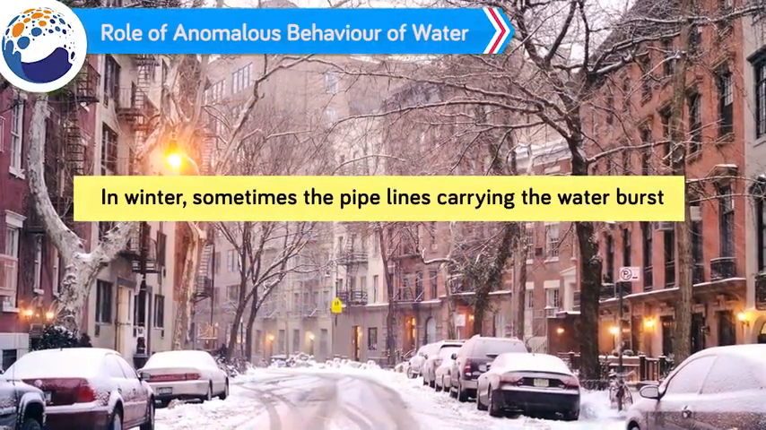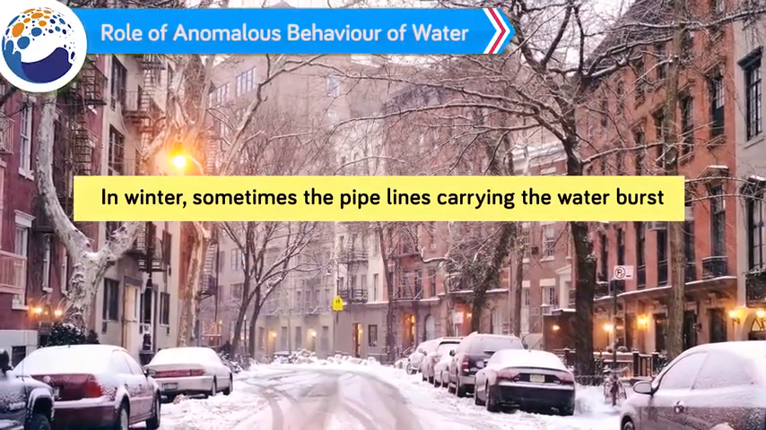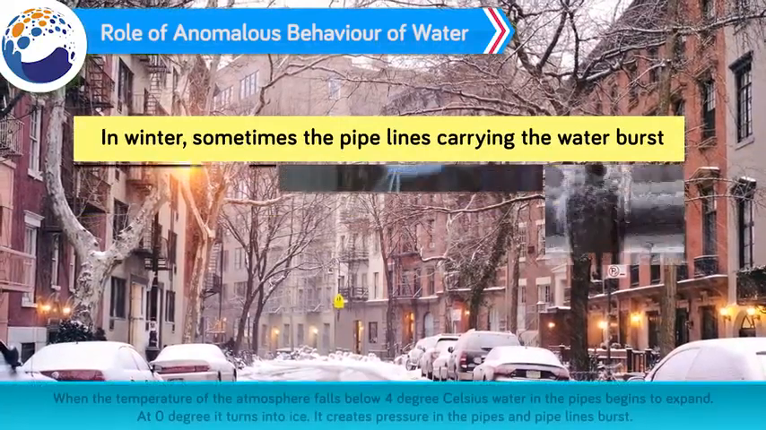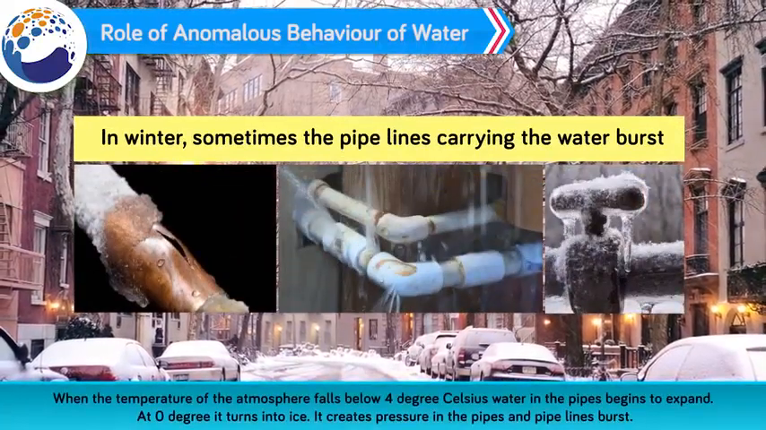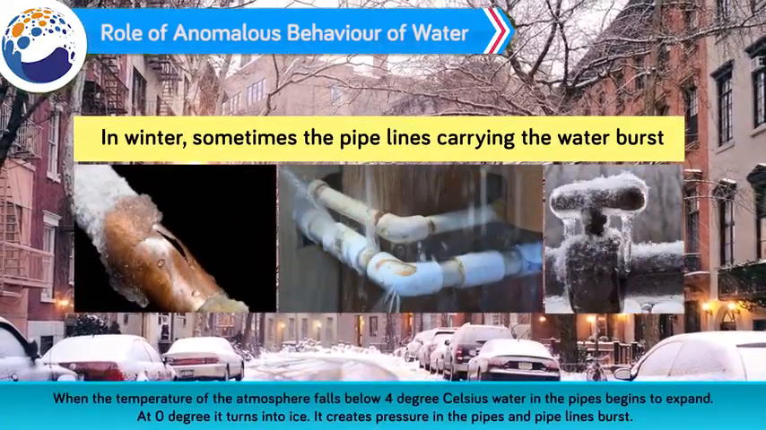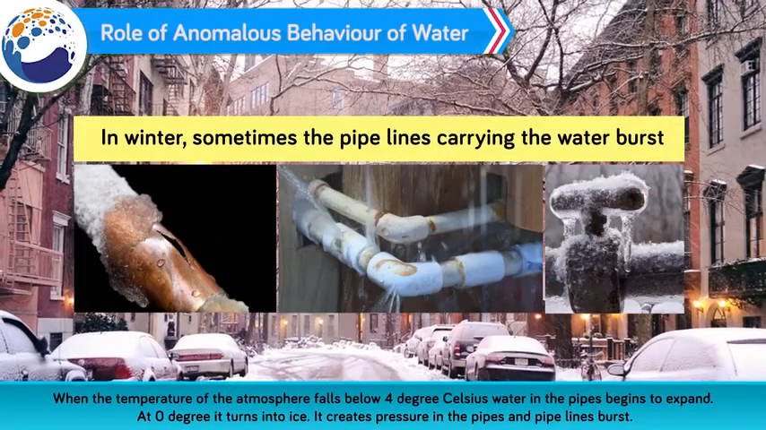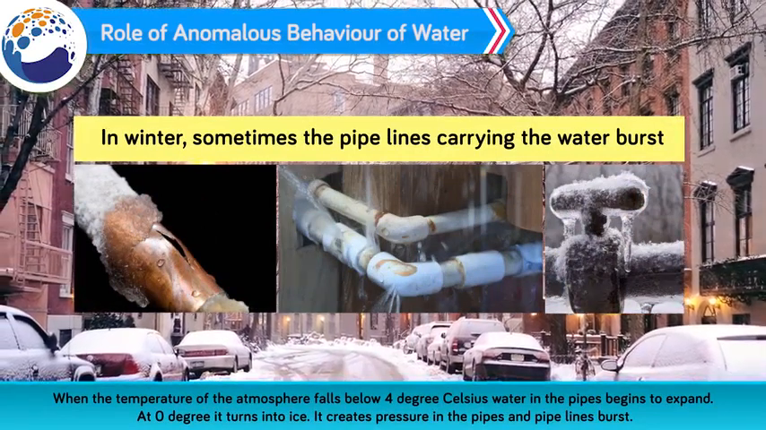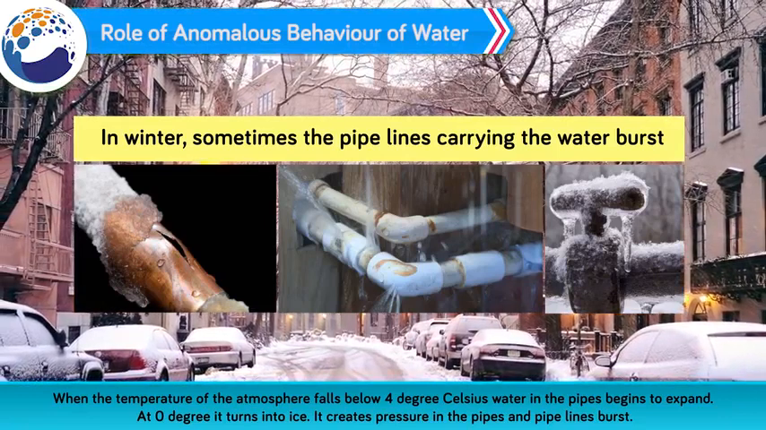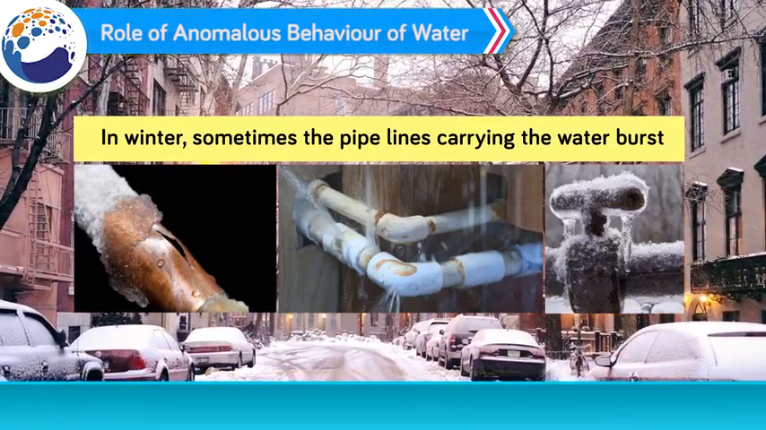In winters, sometimes the pipelines carrying the water burst. When the temperature of the atmosphere falls below 4 degrees Celsius, water in the pipes begins to expand. At 0 degrees, it turns into ice. That creates pressure in the pipes and the pipelines burst.